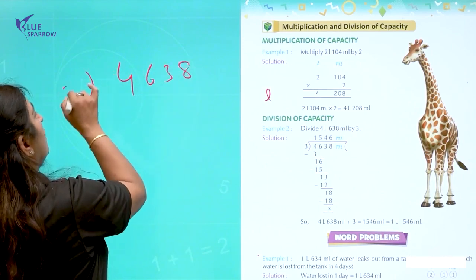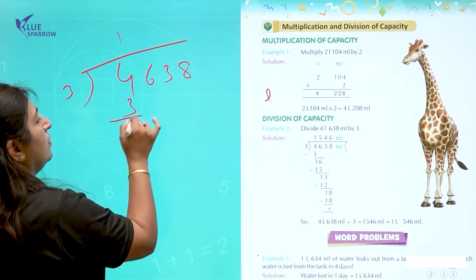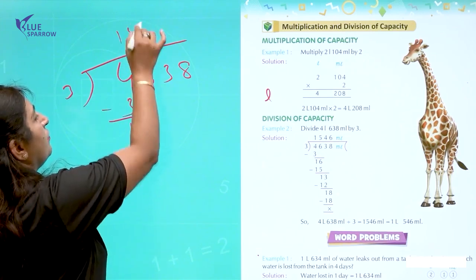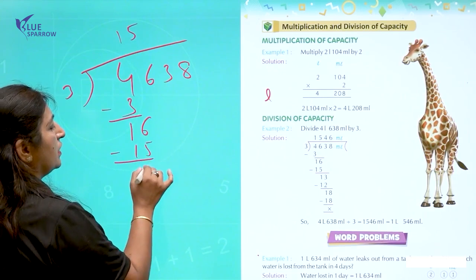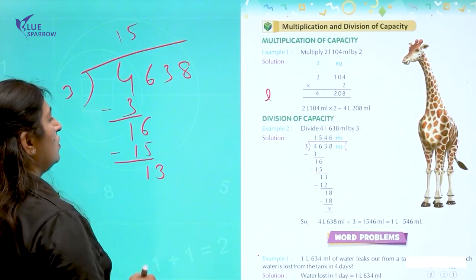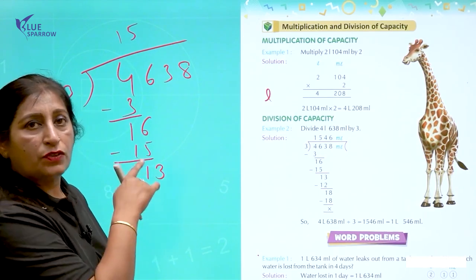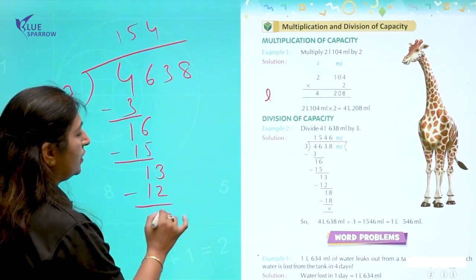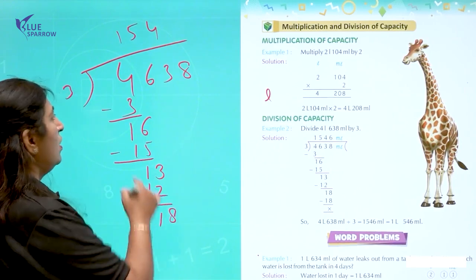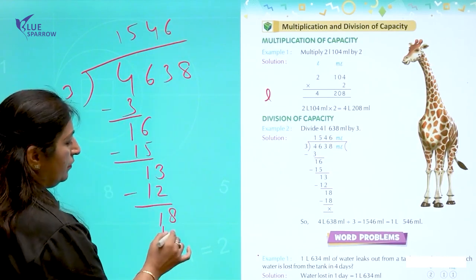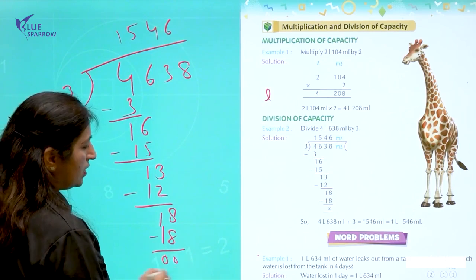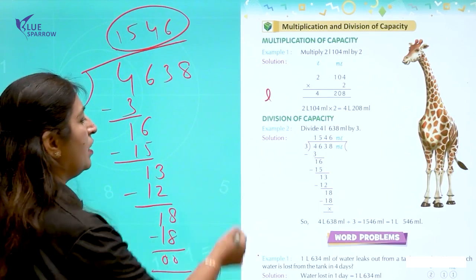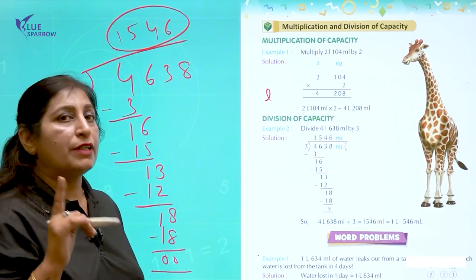4638 by 3. It gives us 3 ones are 3, 4 minus 3 gives us 1. We bring down 6 here. 3 fives are 15. 16 minus 15 gives us 1. 3 is brought down. When 13 is divided by 3, you know that 3 fours are 12. So 1 is left over here and 8 is brought down and 3 sixes are 18. 0 is remainder in this case. So your answer is 1546 milliliter.